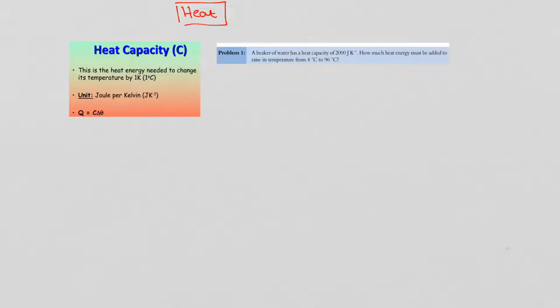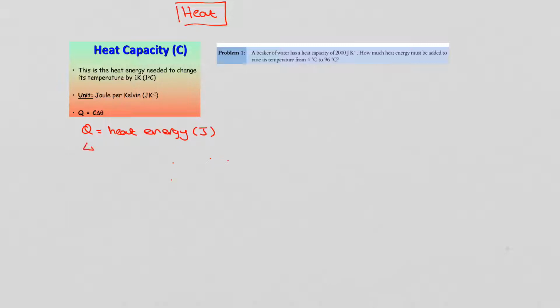So we want to look at heat capacity today and specific heat capacity. Heat capacity is basically the amount of heat that is needed to change the temperature of an object by 1 Kelvin, where a change of 1 Kelvin is the same as a temperature change of 1 degree Celsius. So our heat energy required is going to be given by the letter Q, and energy is measured in joules.